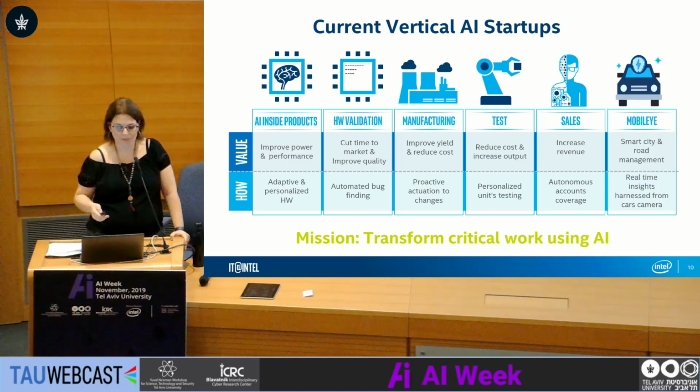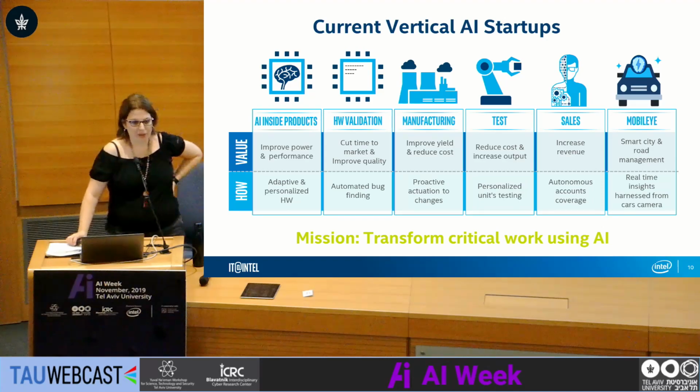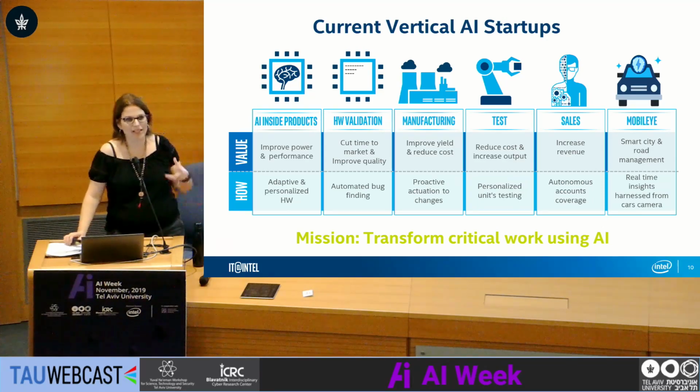And the last one is the relatively newest vertical, and that would be a collaboration with Mobileye, where the Mobileye system is deployed across many fleets across the world that collect real-time data from cars. This data is highly valuable when you want to map out insights coming from the roads in real time. For example, whether I have a hazard on my road, whether there is open parking, or anything that a smart city, for example, would like to use to make much smarter and more informed decisions from real-time data.